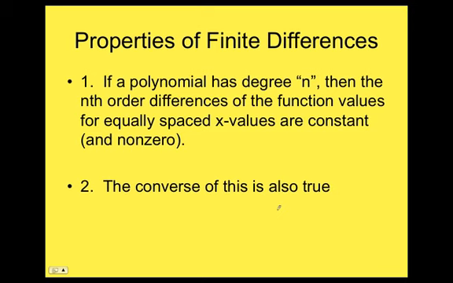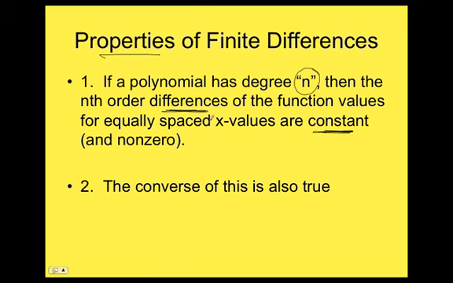And here's a little note about finite differences, some properties. If a polynomial has degree n, whatever number you want to stick in here, then the nth order differences of the functions, the equally spaced x, are constant. The differences are constant, and they're non-zero. Like when you do the differences, you won't end up with 0 as a difference. Okay, any number. The converse of this is true.